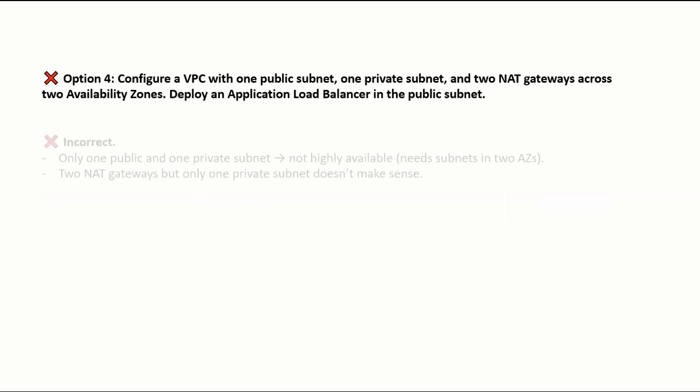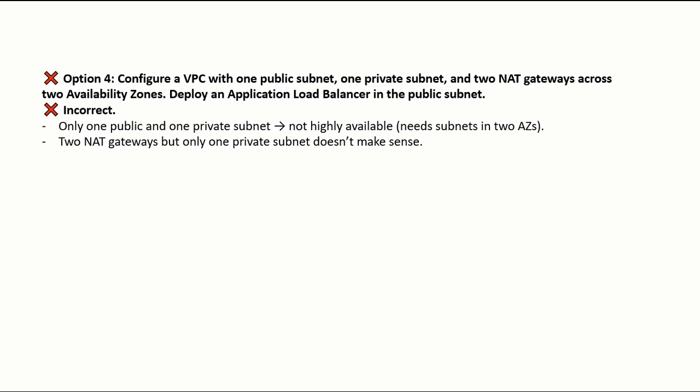Now let's see option 4. Configure a VPC with one public subnet, one private subnet, and two NAT gateways across two availability zones, deploy an application load balancer in the public subnet. Only one public subnet and one private subnet will not make it highly available. Two NAT gateways but only one private subnet doesn't make any sense.